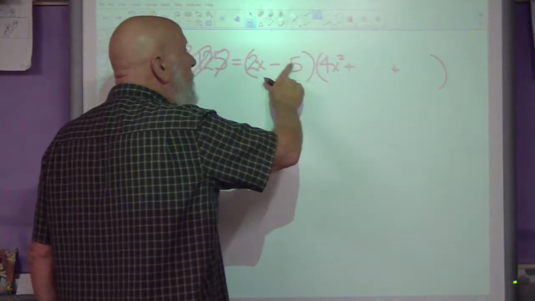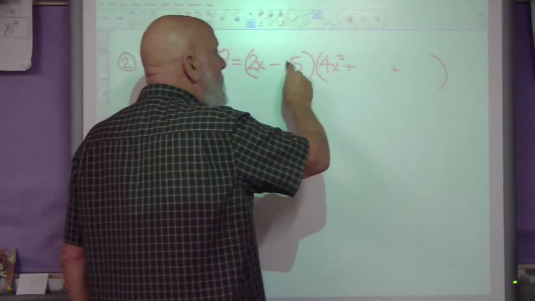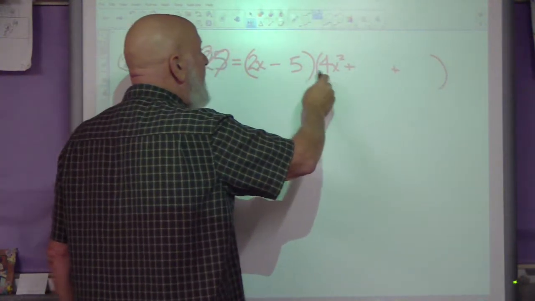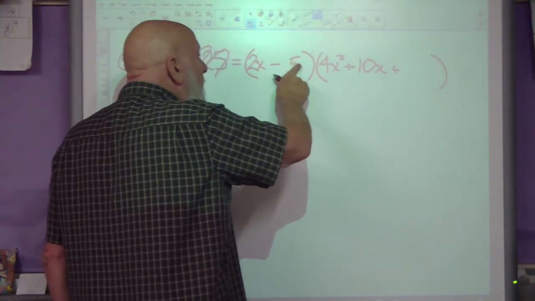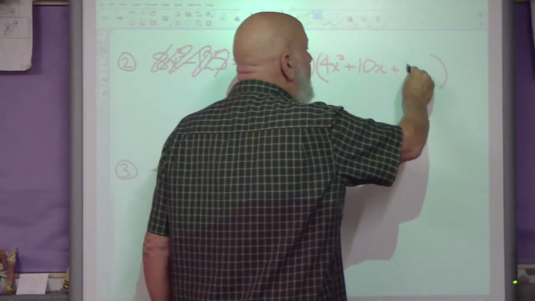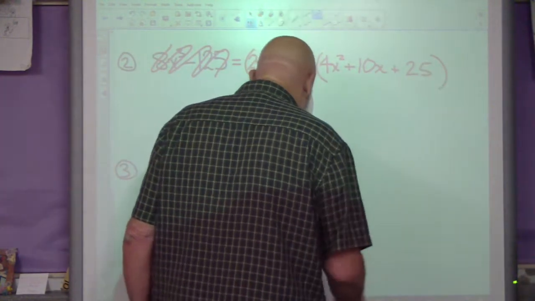We're going to multiply these two together, ignoring plus and minus signs because we pre-placed those. 2x times 5 is 10x. And then we're going to square this one. 5 times 5 is 25. And we're finished.